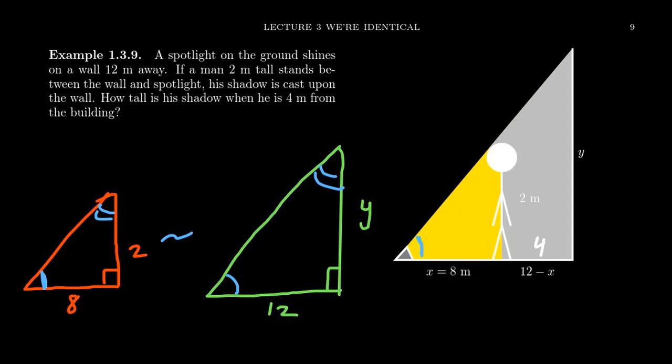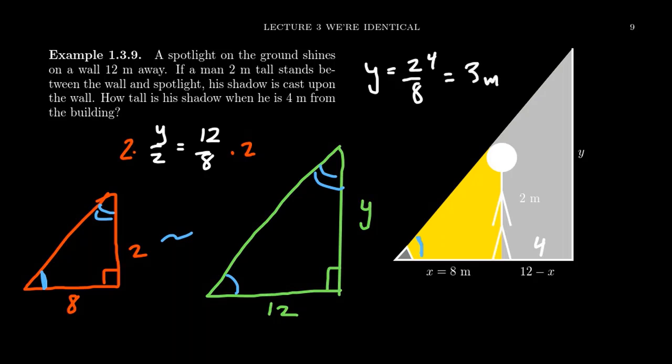So we can set up a proportionality argument here. So notice that Y over 2 corresponds to 12 over 8. So Y and 2 go together, and 12 and 8 go together. So if you multiply both sides by 2, because we're trying to solve for Y, the height of the shadow, you get Y equals 24 over 8, which 8 goes into 24 3 times, and we see that the height of the shadow would be 3 meters.